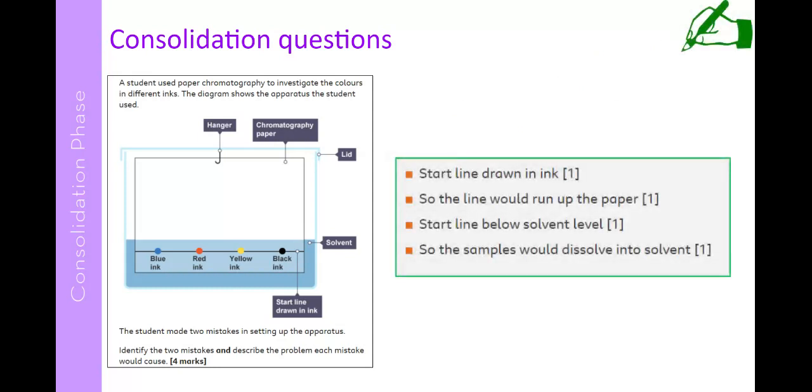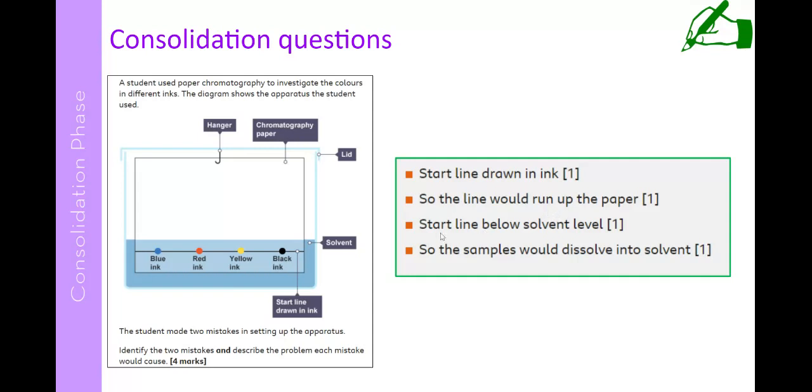The 2 mistakes the student made was the start line was drawn in ink. Now it asks you to identify and describe the problem. So identifying the problem is that the start line's drawn in ink, that's 1 mark. So the line would run up the paper, that's the 2nd mark.